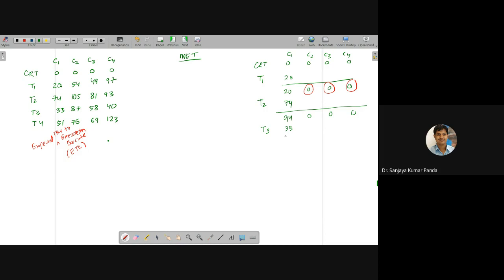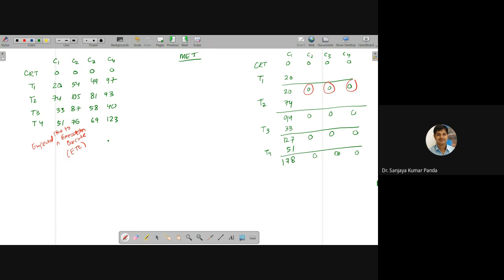Based upon the minimum execution time, the ready time is now updated to 127. Similarly, when you go for T4, again the minimum you are getting in C1 only, so we assign it to C1, and the ready time is now updated to 178, right? So what you have seen in this example, there are some important observations.